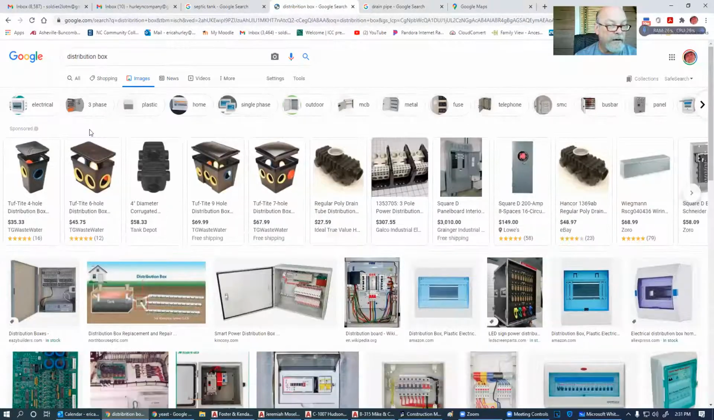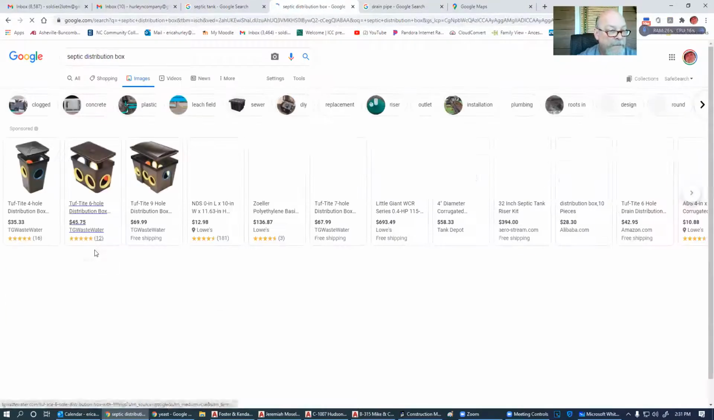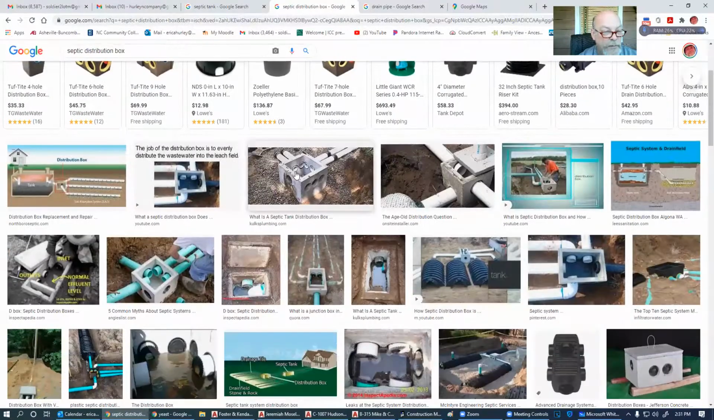Probably still ain't spelling right. There it is. Distribution box. This is what a distribution box looks like. This is also a distribution box, but it's for electrical. Let's put septic distribution box. So these are distribution boxes.